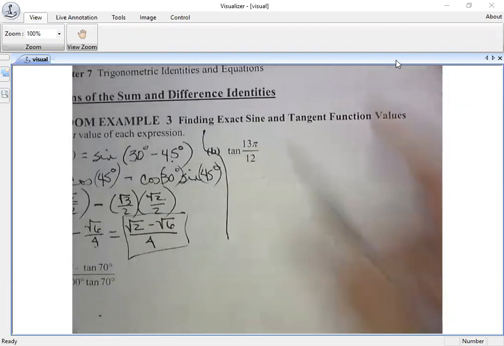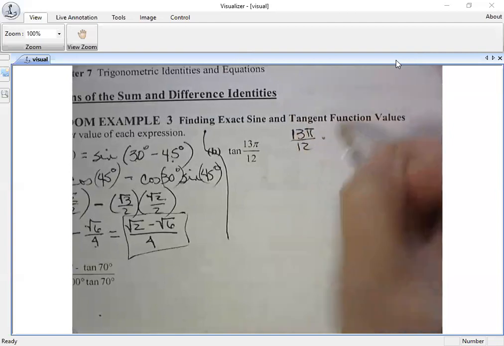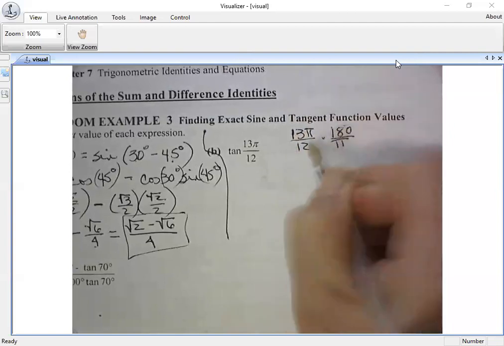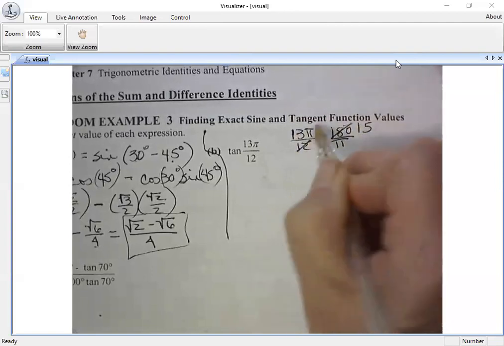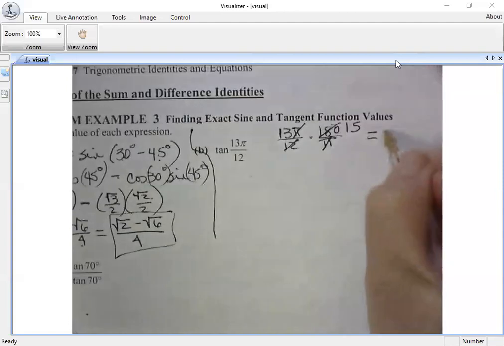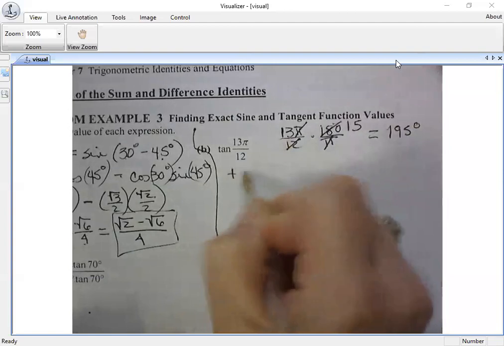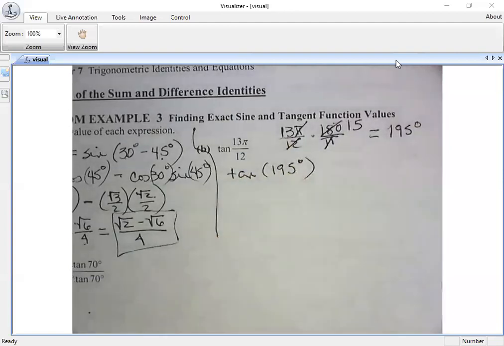All right, so if we do that, 13 pi over 12 gets multiplied by 180 over pi. We did this a minute ago. I know 12 goes into 180 15 times. Pi's cancel. Now 13 times 15 is what? 195. 195 degrees. Okay, so we want to figure out how we can rewrite the tangent of 195 degrees.